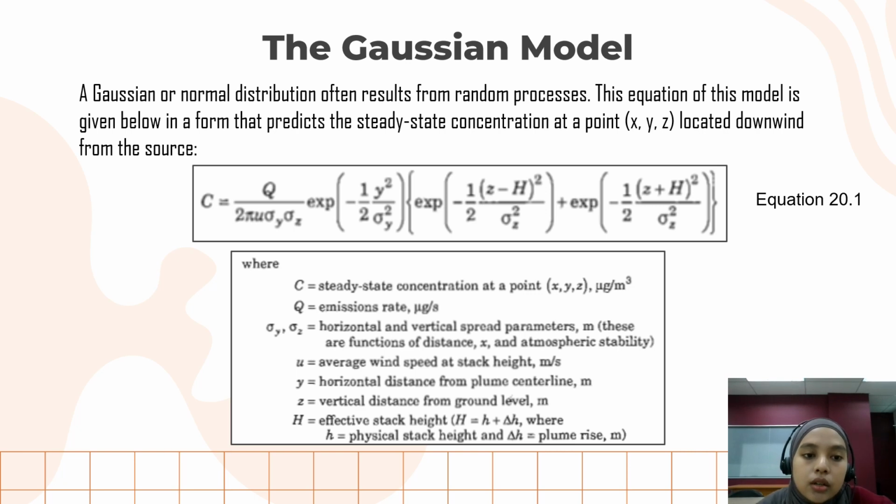What can be termed a Gaussian or normal distribution often results from a random process. The equation below is the form that predicts the steady state concentration at the point x, y, z, which is located downwind from the source. Equation 20.1 is the equation used for the Gaussian model.